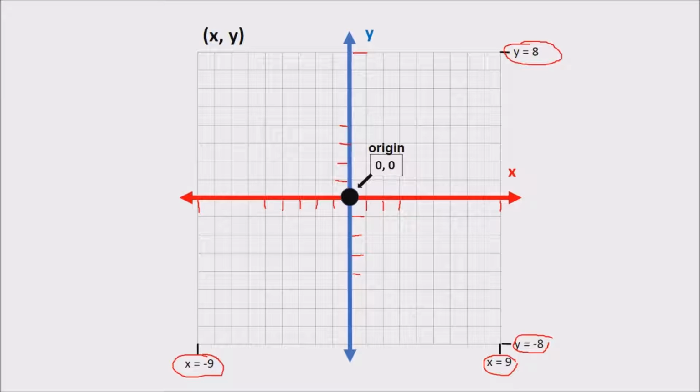Now the coordinates, when you write them, they're written as x, y. So the x is always first and then the y is second. You can think back to the rhyme that y is to the sky and x is to the left. And remember, x is also on the left here when you write your coordinates.